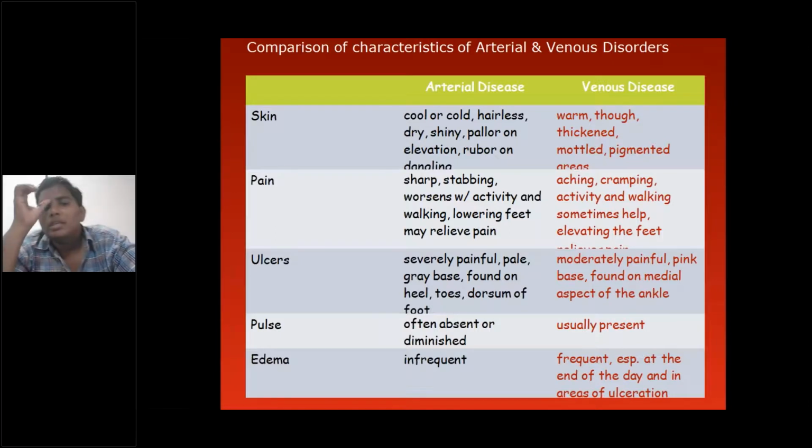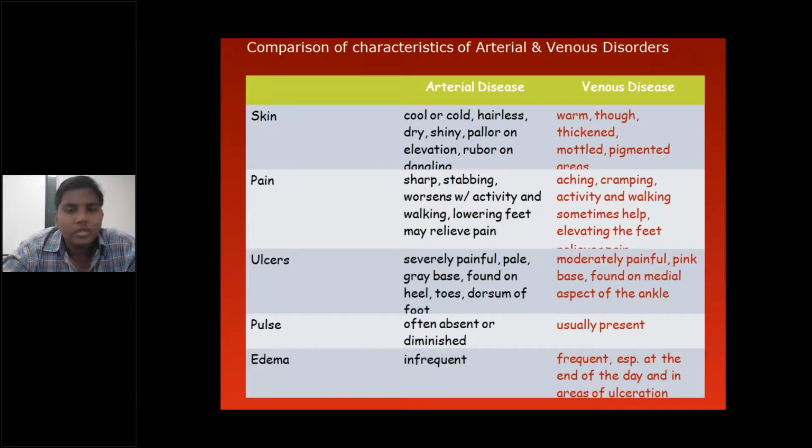In case of arterial disease, the pain is sharp and stabbing. The venous disease pain is aching and cramping type of pain. Pain pertaining to venous disease is classically seen whenever the patient stands for a prolonged time, or you could ask the patient whether he is experiencing more symptoms towards the end of the day. After doing all the activity, towards the end of the day, the pain gradually starts increasing. Pain is relieved by keeping the limb above the level of the heart, that is, foot elevation.